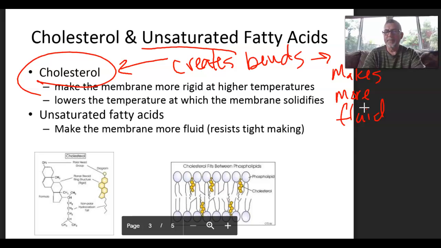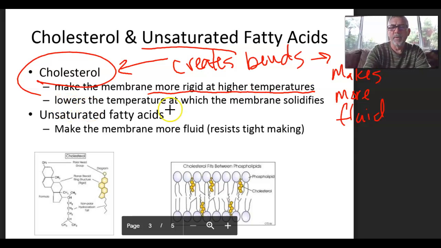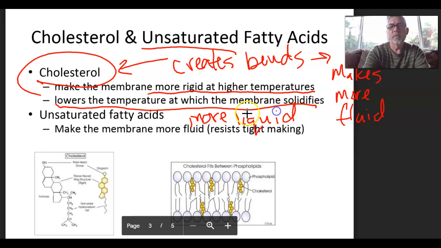But the important thing, it makes it more rigid at higher temperatures, right? And more liquid. So lower temperatures at which it solidifies. So at lower temperatures, so really what this cholesterol does, at higher temperatures, it keeps it from coming apart, and at lower temperatures, it keeps it from freezing. Okay, so cholesterol is a really important part.